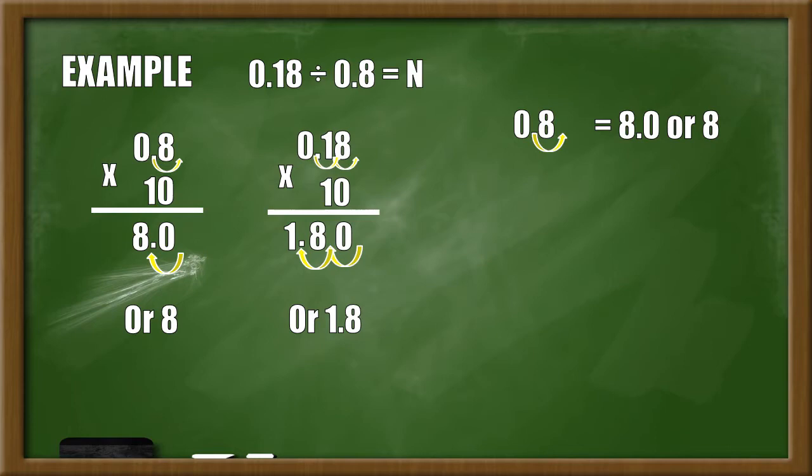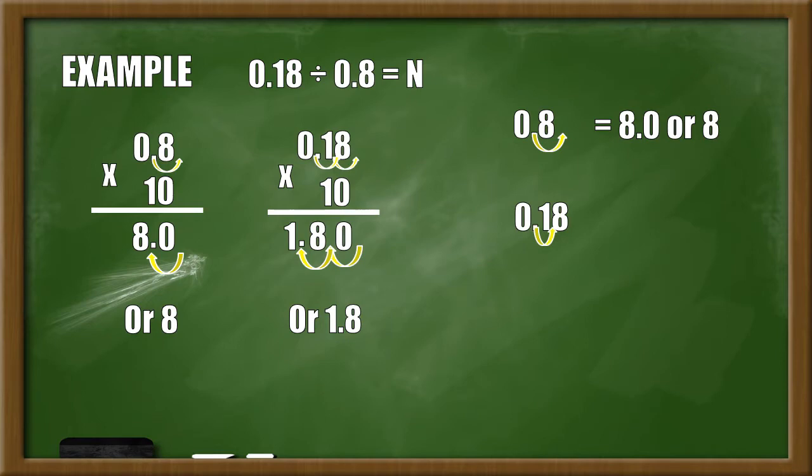Since we have a 1 move, it means that to our dividend 0.18 or 18 hundredths, we have to make a 1 move also. So we will move the decimal point going to the right. How many move? Just a 1 move, like this.